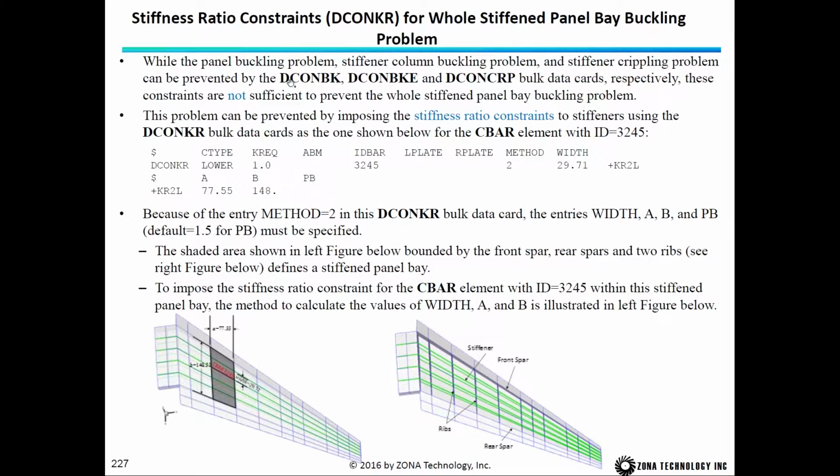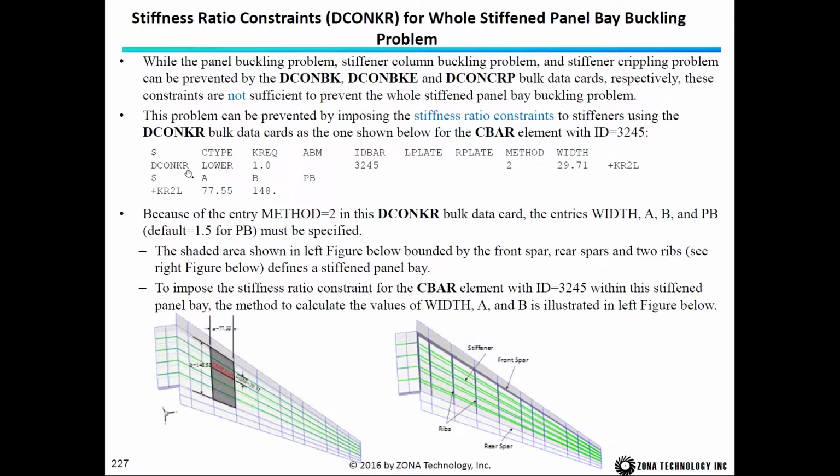And that is why the panel buckling problem, the stiffener column buckling problem, and the stiffener crippling problem can be prevented by the DCONBK, DCONBKE, and DCONCRIP cards, respectively. These constraints are not sufficient to prevent the whole stiffened panel bay buckling problem. The stiffened panel bay is defined, for example, in this shaded area, bounded by the leading edge spar and trailing edge spar, and between 2 ribs.